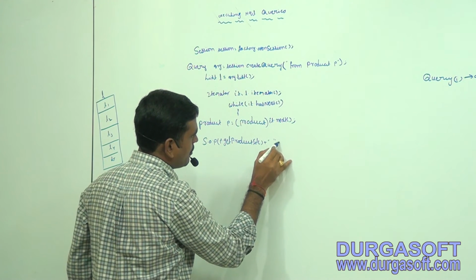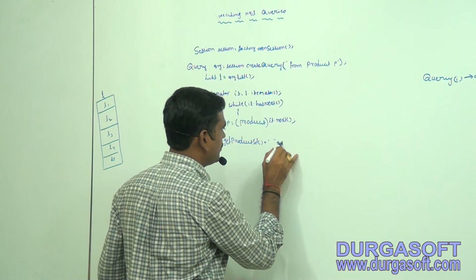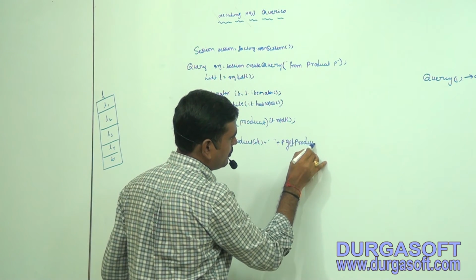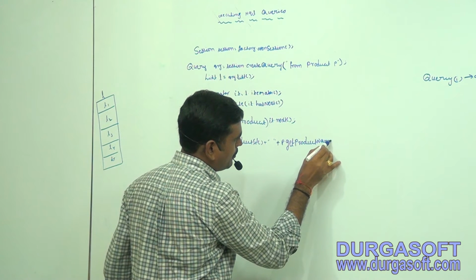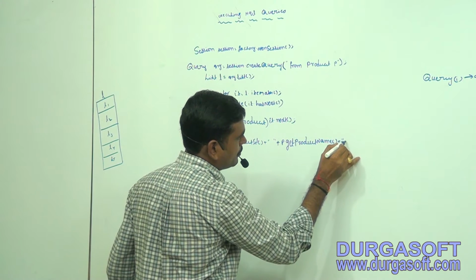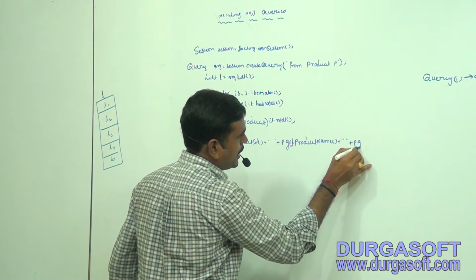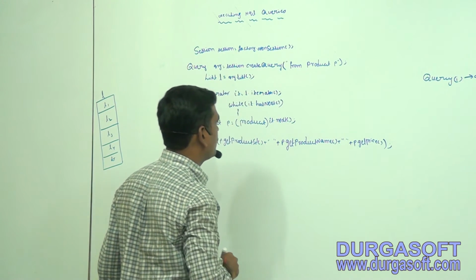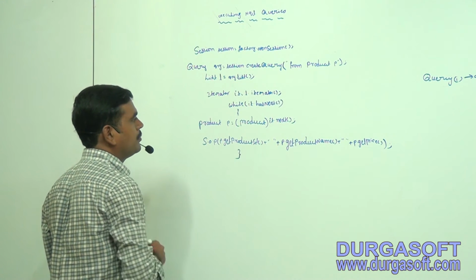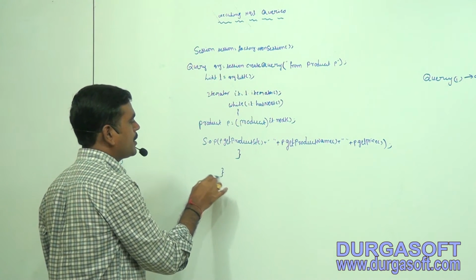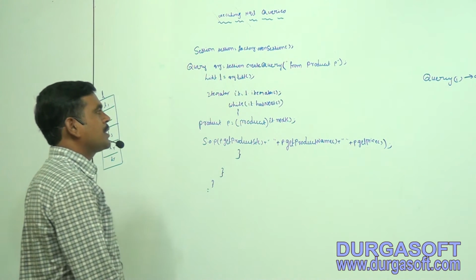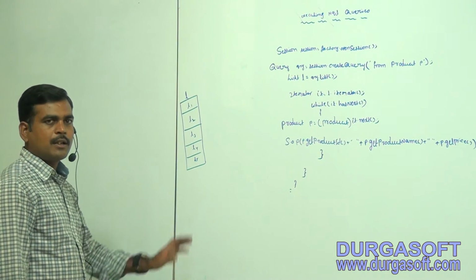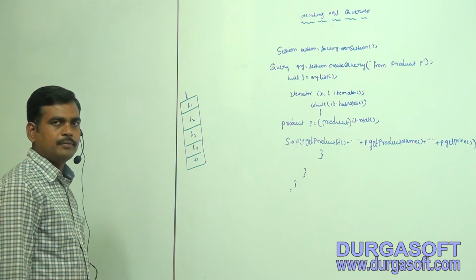The next after that System dot out dot println P dot get product ID plus P dot get product name plus P dot get price. That's enough. Close the while loop. The next close the main method, close the class. This is the way to select all the records from the DB to the front-end application. This logic we can place inside our client application, right?